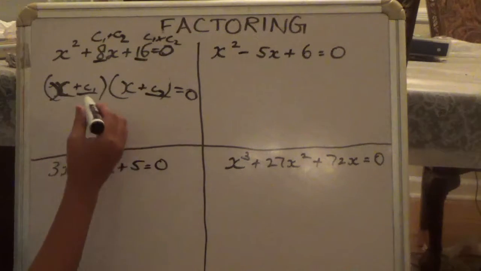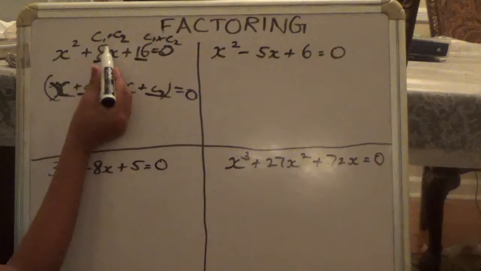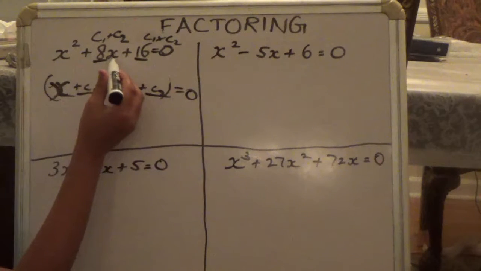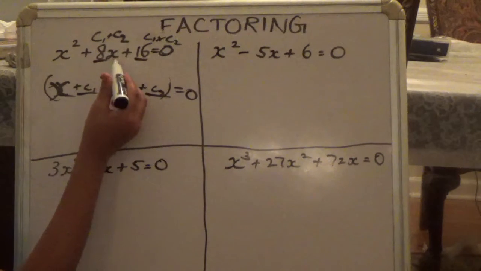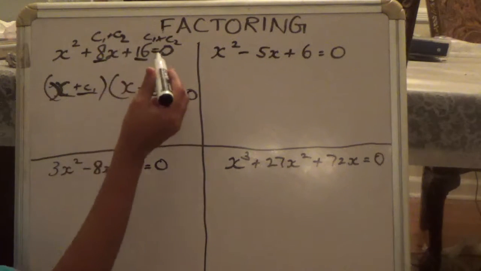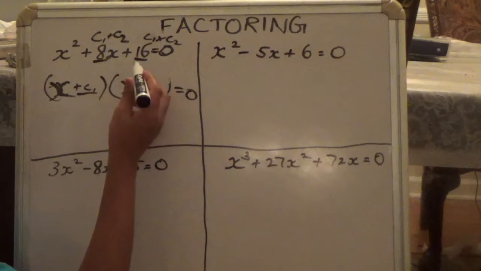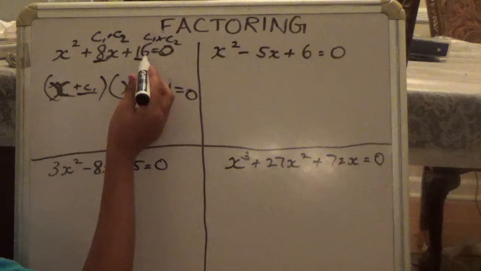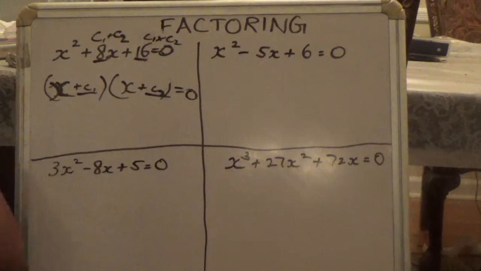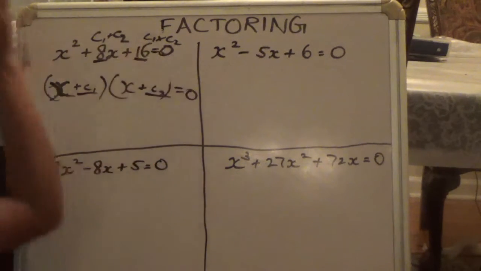Okay, so to get these constants, we're going to use the fact that c1 plus c2 equals the middle number, which is the constant right next to the variable that has x to the 1, and the first constant times the second constant will be the actual constant of the quadratic. Okay, so now that we have that clarified, let us continue, shall we?